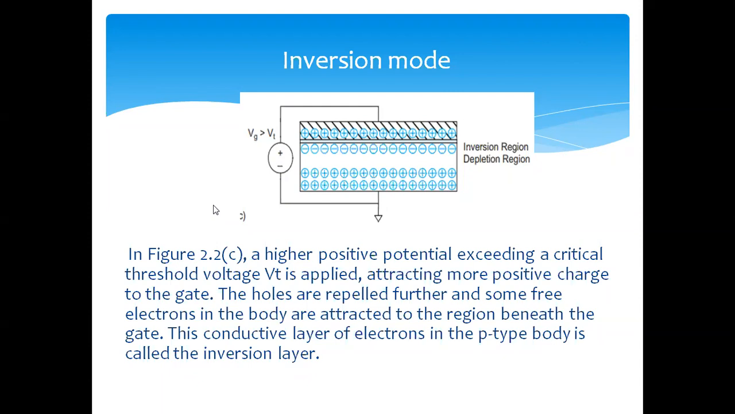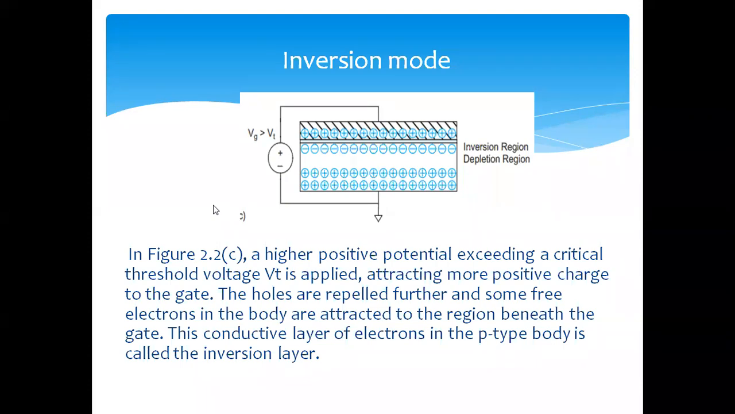What happens in accumulation mode? In accumulation mode, first we apply a negative voltage to the gate. As we apply negative voltage, the gate is now negatively charged, so it will attract the holes towards that negative charge. Now we have accumulation of holes beneath the gate terminal. This is accumulation mode. Now we increase the voltage just above zero, that means we have now applied a positive voltage to the gate.